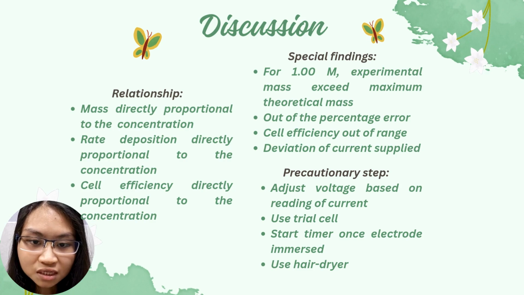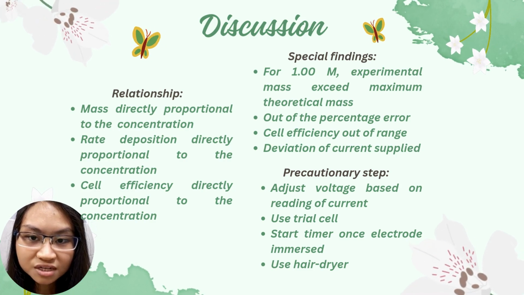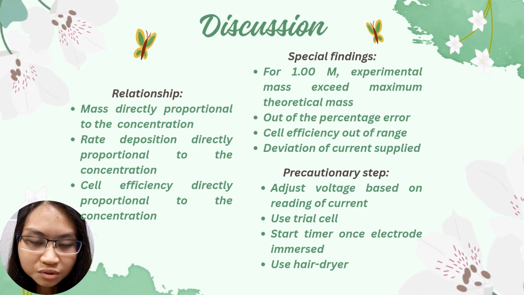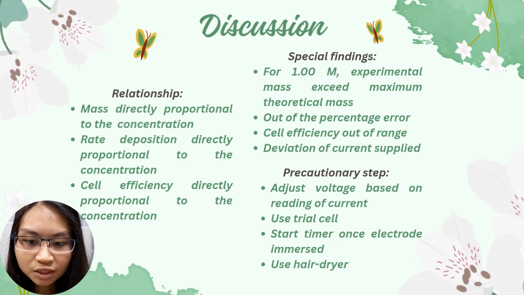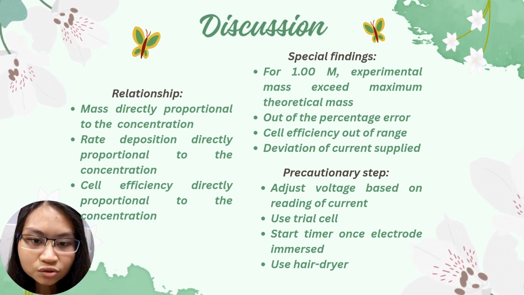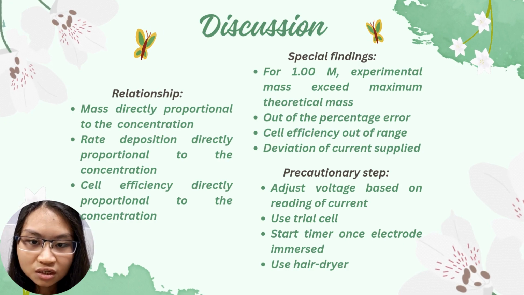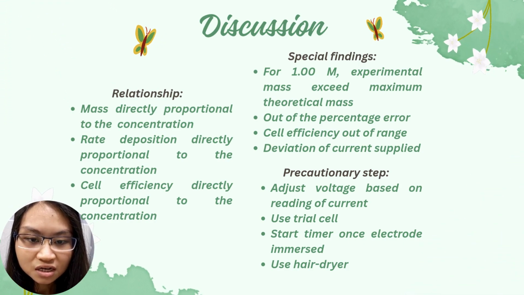And what is the special finding? For 1.00 M, the experimental mass is 0.2971 gram, which exceeds the maximum theoretical mass calculated from Faraday's law, which is 0.1482 gram. It is out of percentage error, and the cell efficiency is also out of range. This is due to the deviation of the current applied.